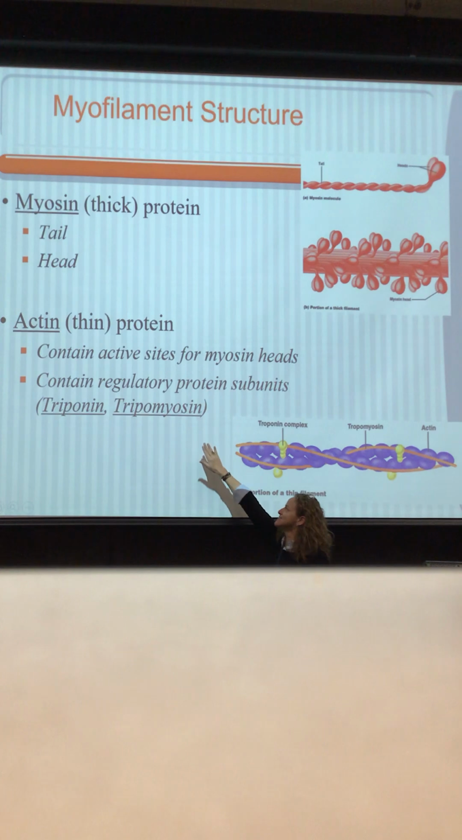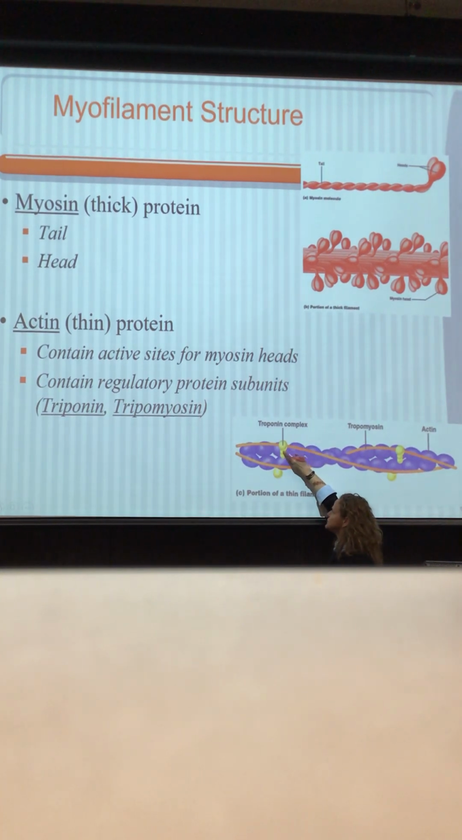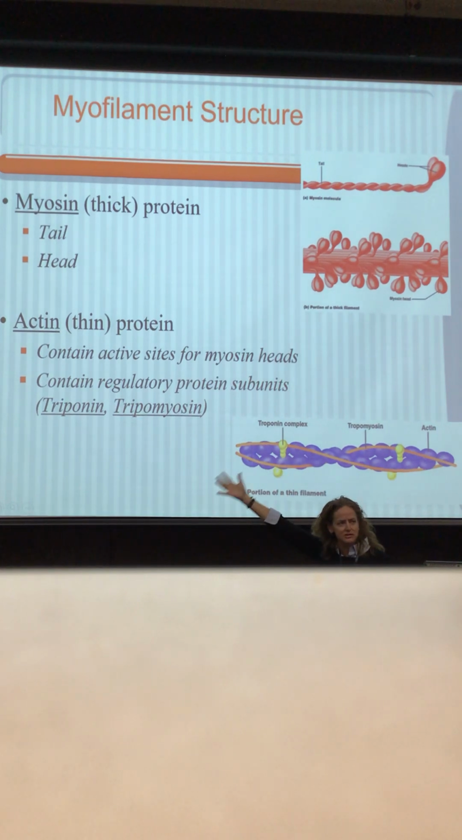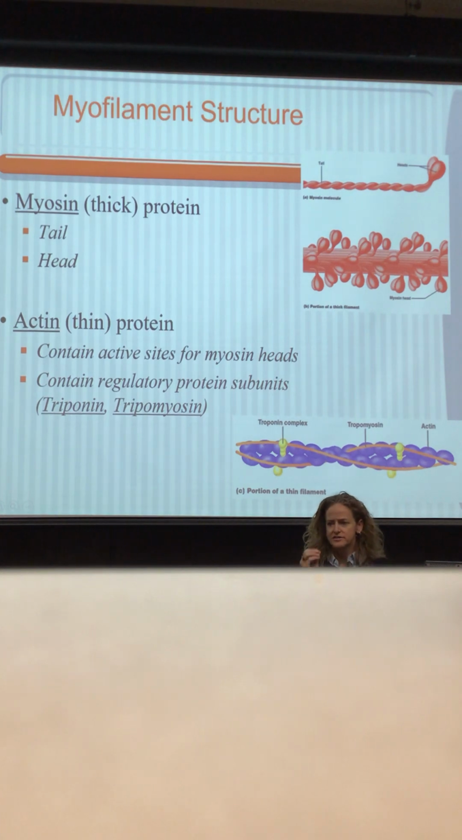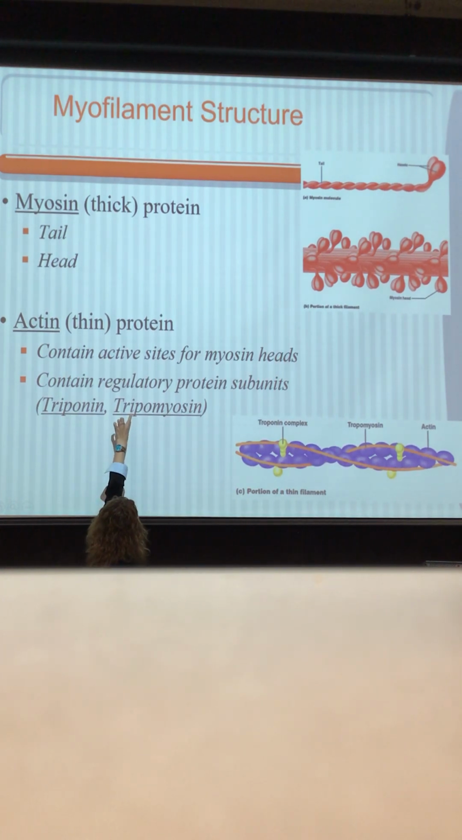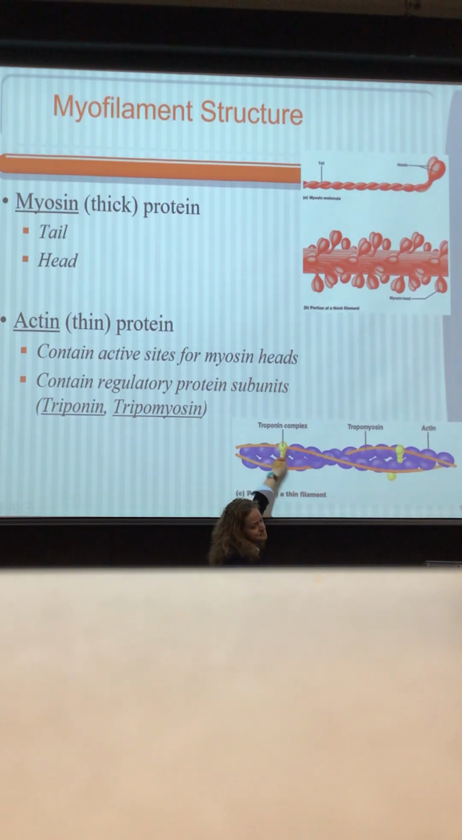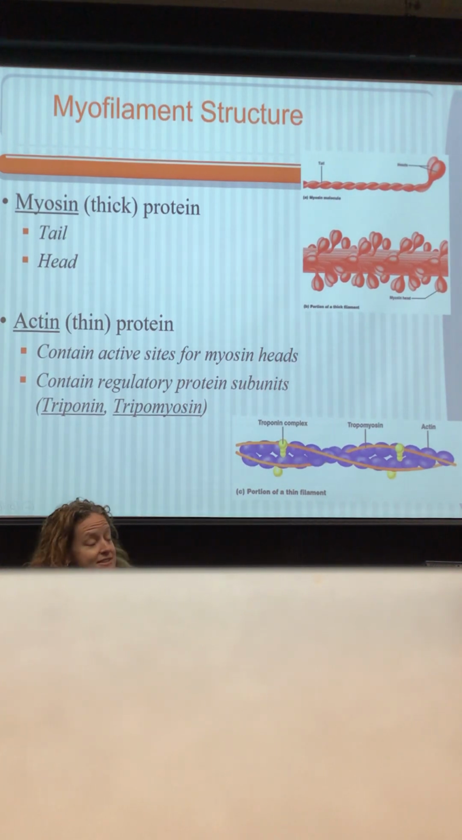I don't need you to memorize them from the picture, but for right now, I need you to know that actin has these two subunits. I'm not going to ask you to label them, but troponin and tropomyosin are subunits on actin. They can be spelled with either an I or an O. You'll see either one.